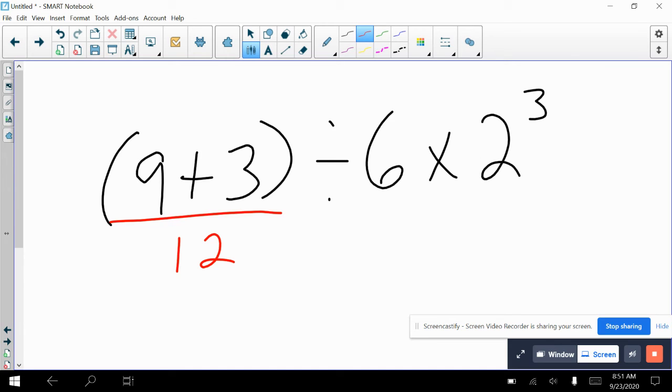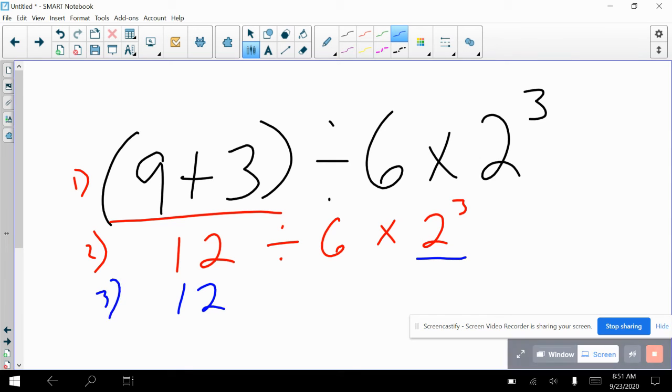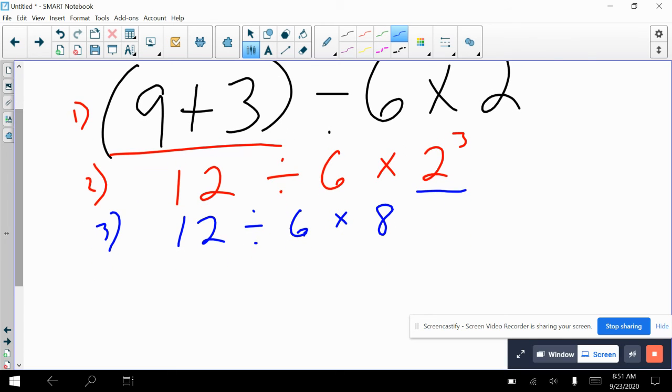Listen, you're going to get into trouble if you try to do too many operations at once. You are now creating another problem. Okay, that was step one. Now we're on step 2. What do we do next? Michael, the exponent. Parentheses are gone. We have an exponent. Step 3, 12 divided by 6 times 2 cubed. 2 cubed is what? 8, not 6. It is 8, not 6.